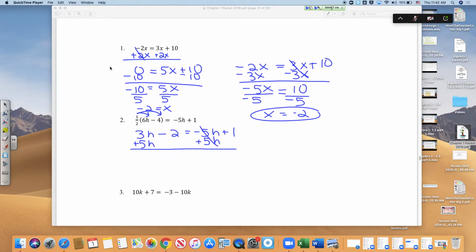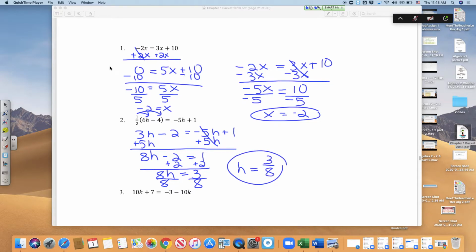3h plus 5h is 8h's. So I have 8h minus 2 equals 1. I'll add 2 to both sides and get 8h equals 3. Dividing by 8, we're going to get a decimal or a fraction as our answer, and that's okay. I'm going to leave it as 3/8 in fraction form. No need to put that into decimal form.